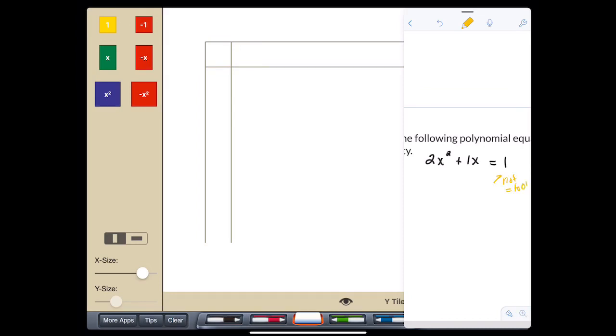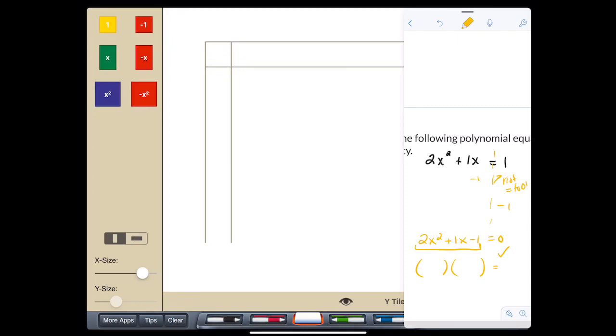So the first thing we're going to do is subtract 1 from both sides of the equation. So we get 2x squared plus 1x minus 1 is equal to 0. So now we have it equal to 0, but it's not in factored form. So I need to somehow rewrite it as a multiplication of two other things.